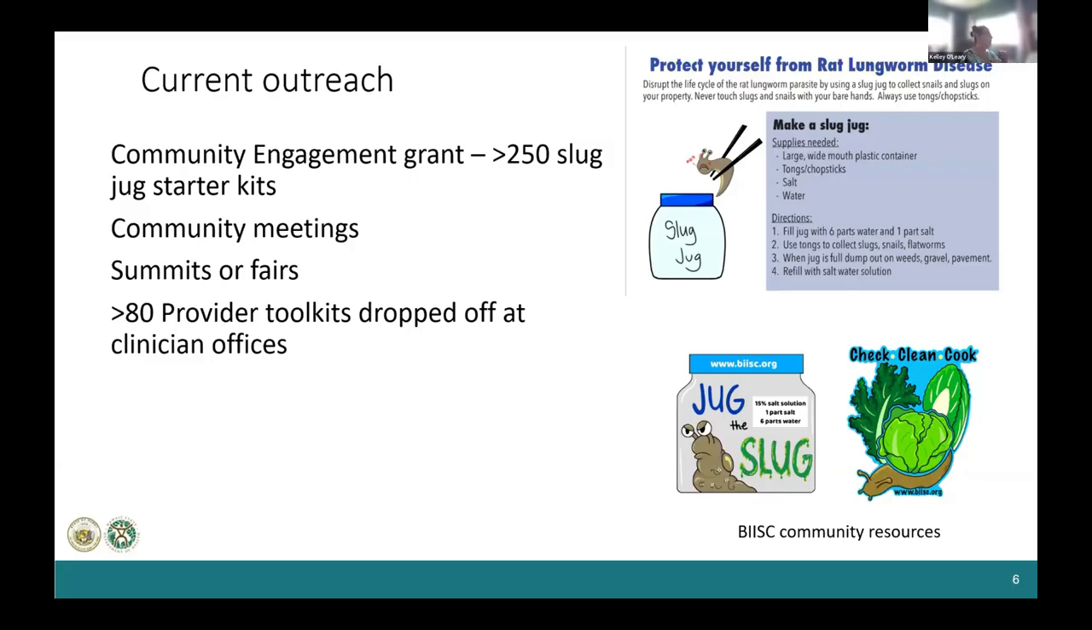We go to all kinds of community meetings, summits, or fairs. We went to the Activate Puna block party. It probably wasn't the best place to be passing out slug jugs, but we still did it, and we passed out over 80 provider toolkits. We've been to Pahoa, Hilo, and now we're going to the other side. We have dropped off some to the other side.